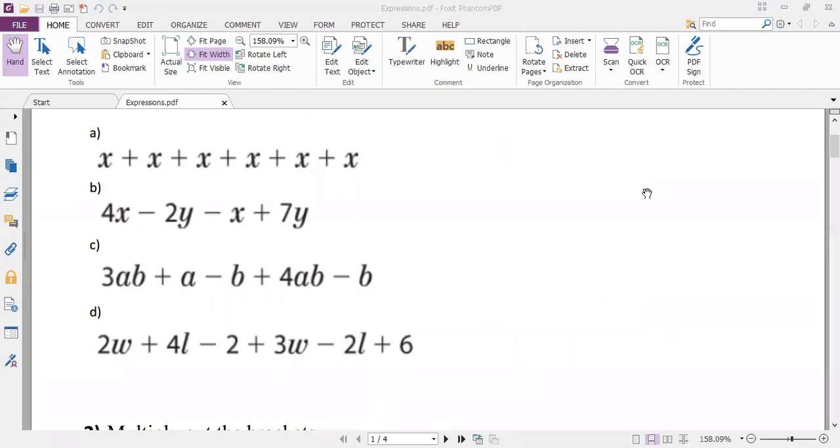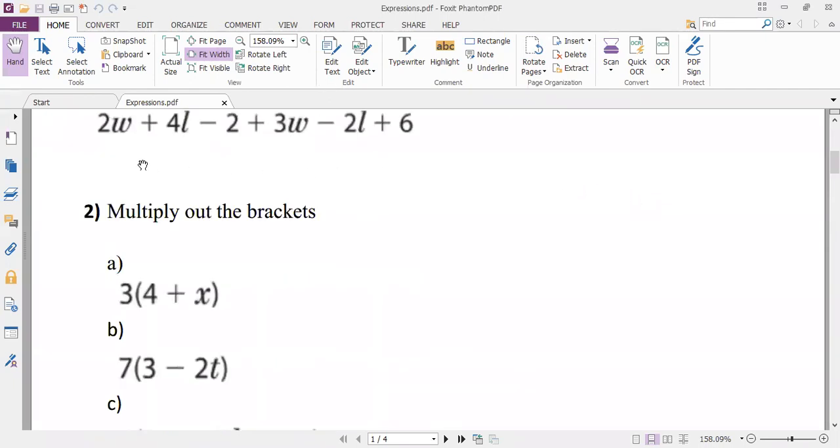The next one. How can we expand? How can we multiply out a term by a bracket? So multiply out the brackets. I have 3, and this 3 is multiplied by 4 plus x. So 3 times 4 equals 12. We expand. 3 times 4 is 12. And 3 times x, we'll write plus 3x.